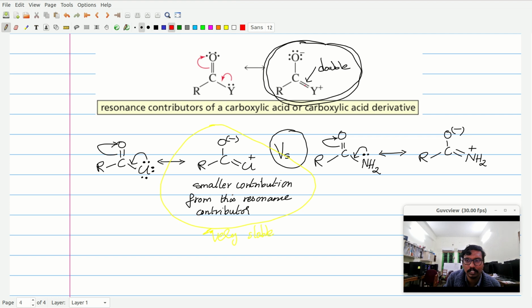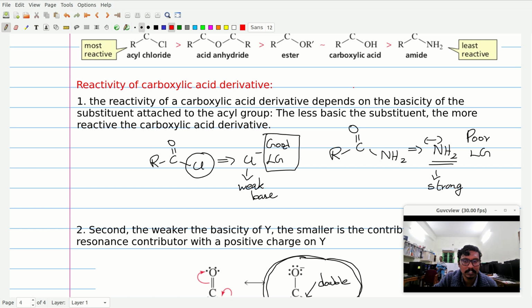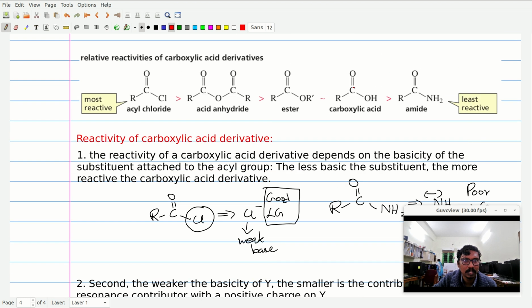And hence breaking this C-N bond is difficult, whereas breaking this C-Cl bond is quite easy. So these are the two reasons why acid chlorides are very good reactants for nucleophilic acyl substitution, whereas amides are poor.